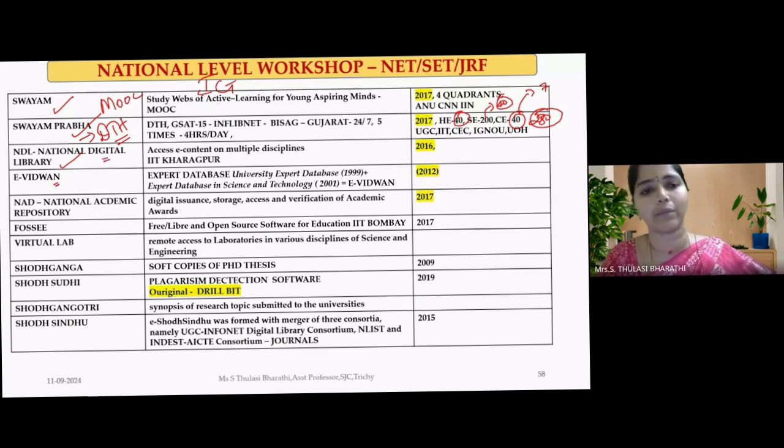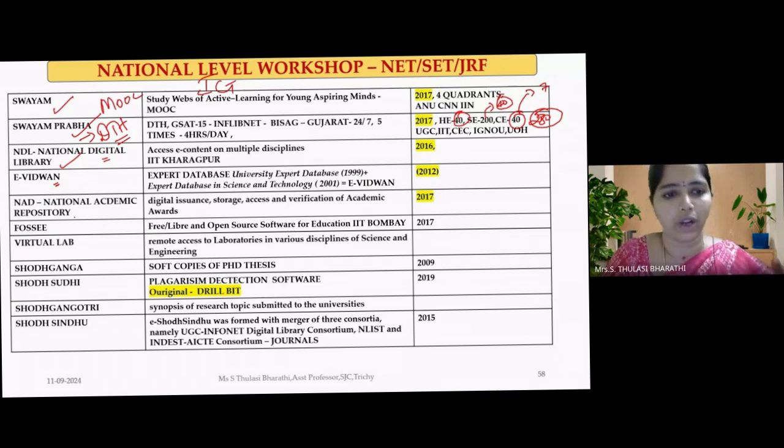E-Vidwan, an expert database. Expert database means where we can get access to academicians' details. If you want to know about any academician, go to Vidwan, type their name, and you can get their details. It will be stored there and has to be done according to the norms. We have to update it so that we can get visibility. When you are a teacher, update yourself in E-Vidwan so that you will be visible. We can post our contributions over there. So anywhere from India, if they want to know about you, they can just type and find out about you. Our expertise can be shared over there.